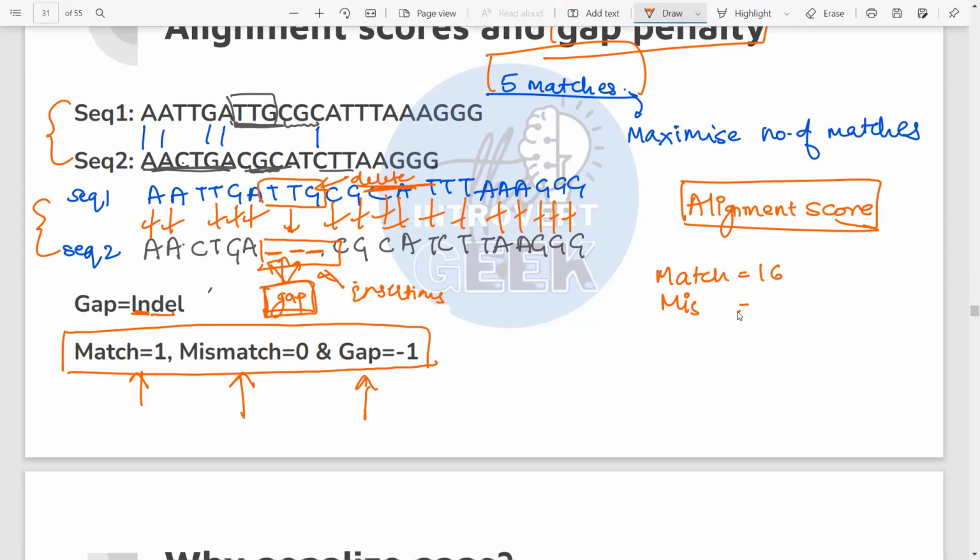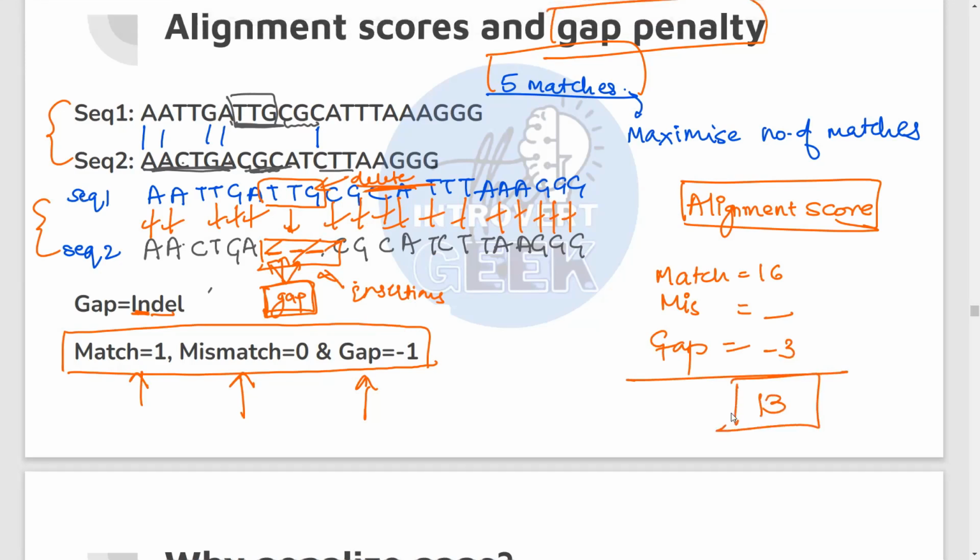How many mismatches do you have? You have 1, 2, 3, 4, 5, 6, whatever mismatches. Just not accounting for it because you don't have anything to minus. Gap: how many gaps are there? So 1, 2, 3 gaps are added, so you will minus 3. So your alignment score comes out to be 30. As simple as this. So this is how alignment scores are calculated.